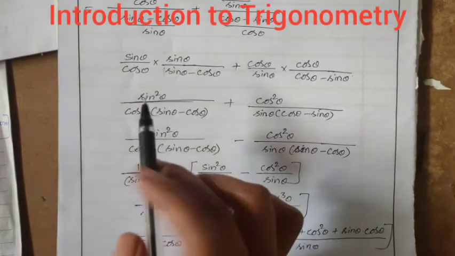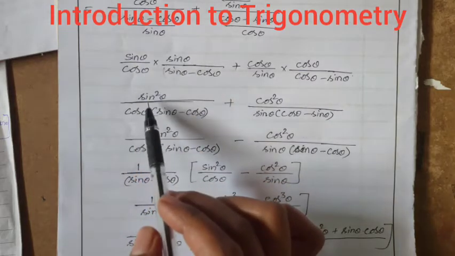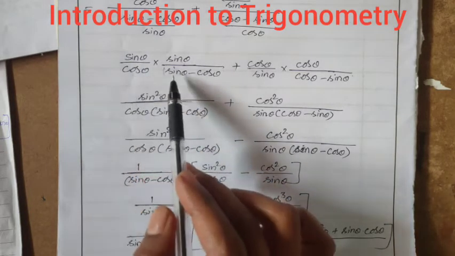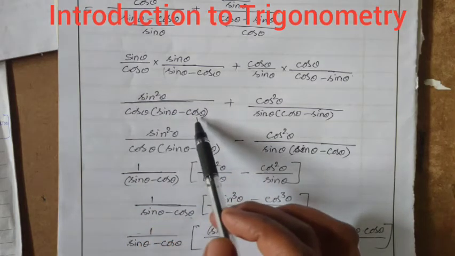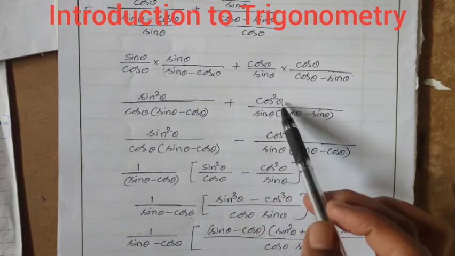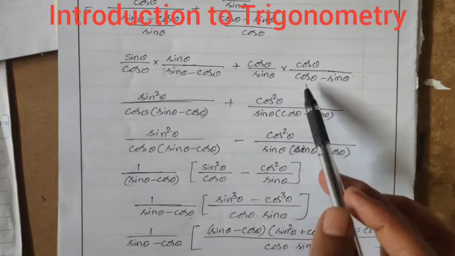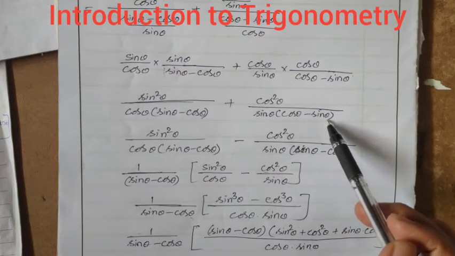Students, now you can observe the numerator. Sin theta into sin theta is sin square theta. What is the denominator? The denominator is cos theta into sin theta minus cos theta. So cos theta into cos theta is cos square theta divided by sin theta into cos theta minus sin theta.